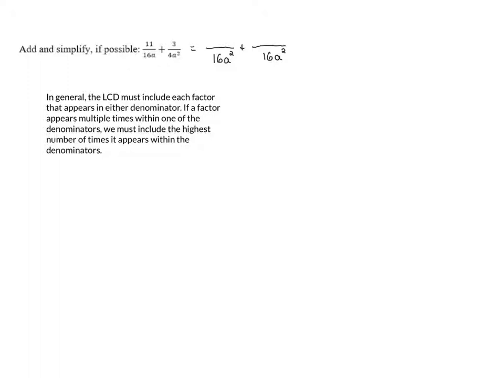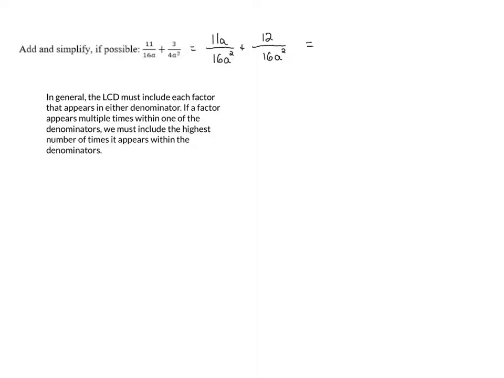Next, we have to find the numerators. In the first one, 16a needs to get multiplied by a to become 16a squared. So the numerator also needs to be multiplied by a. 11 times a gives us 11a. With the second fraction, 4a squared needs to be multiplied by 4 to become 16a squared. So we multiply the numerator by 4, and 3 times 4 gives us 12. So we end up with 11a over 16a squared plus 12 over 16a squared.